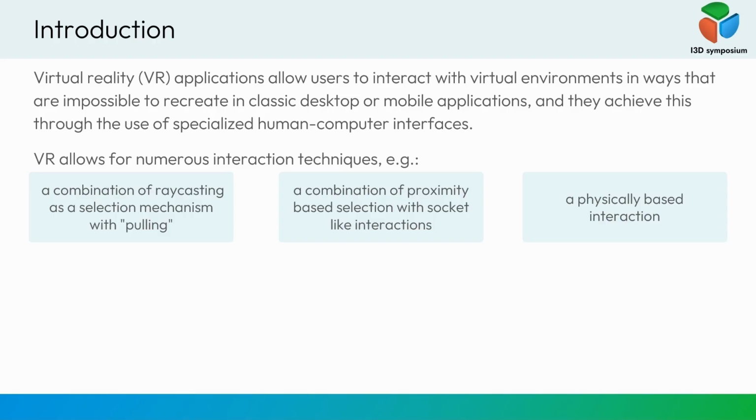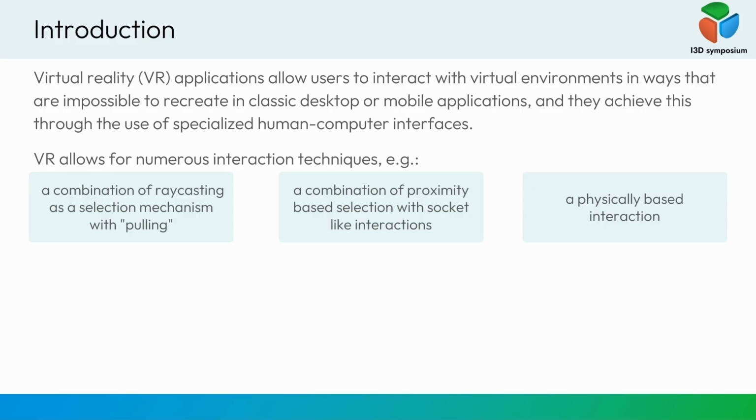They allow users to interact with virtual environments in ways never met before, as the user's hands, that means also the controllers, are moving directly in 3D space. These new problem assumptions require specialized human-computer interfaces. Currently, we have several commonly used interaction techniques in virtual reality. One is a combination of raycasting as a selection mechanism, then pulling selected objects into the user's hand.